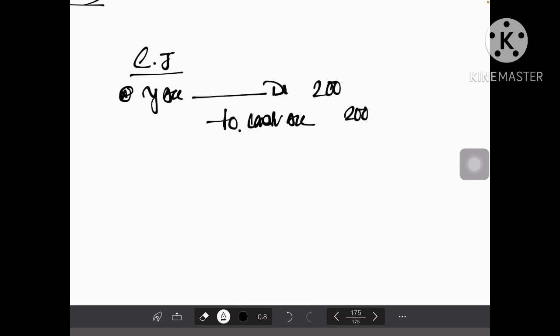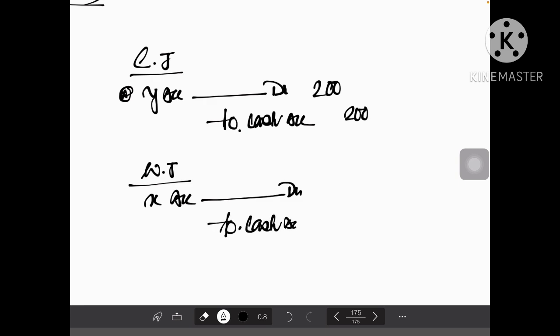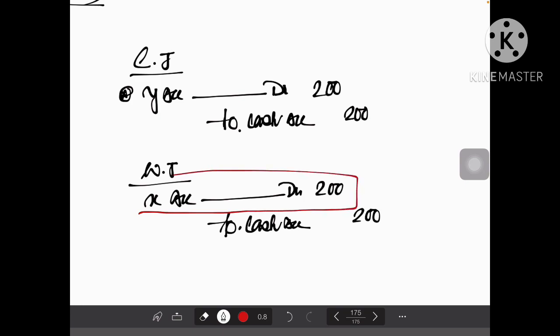What you did was a wrong journal. Instead of Y account debit, suppose you have written X account debit, X account debited to cash account, 200. Now at the time of rectification, following the rules, the first rule is to eliminate the wrong. Eliminate the wrong means anything you have done wrong. Here you have written X account in the debit side, which is wrong. So I marked it, and we need to eliminate this.